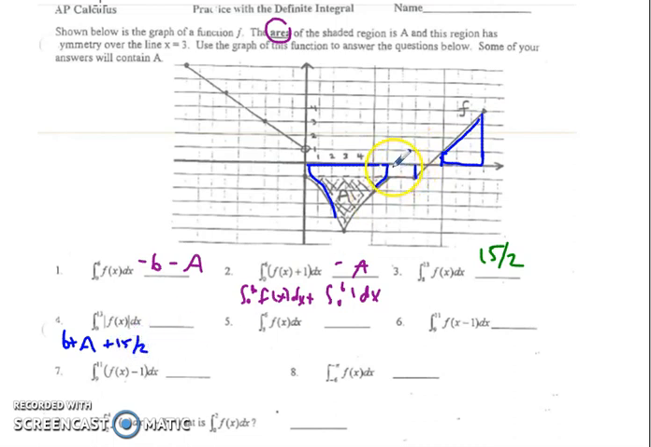Now I need to add in everything I'm shading right now. This below the x-axis is 2.5. This above the x-axis is 1/2. So add them all positive. 2.5 plus 1/2 is 3. So if I add all this up, I have 9 plus 7.5, so 16.5 plus A.